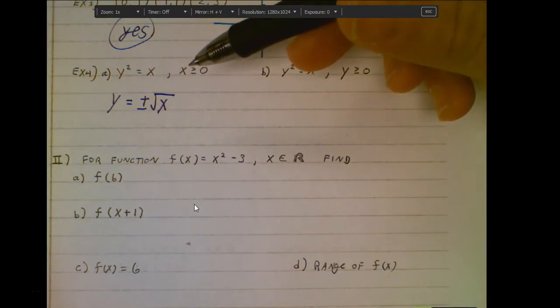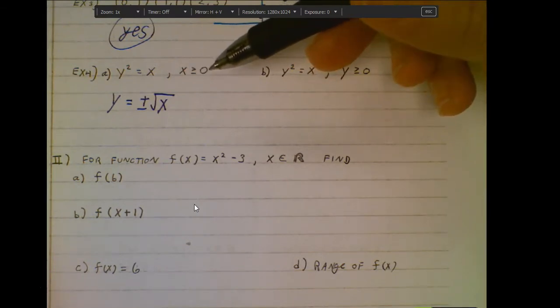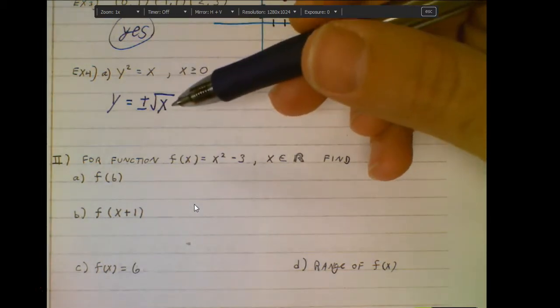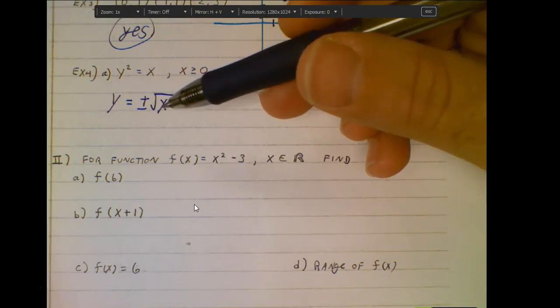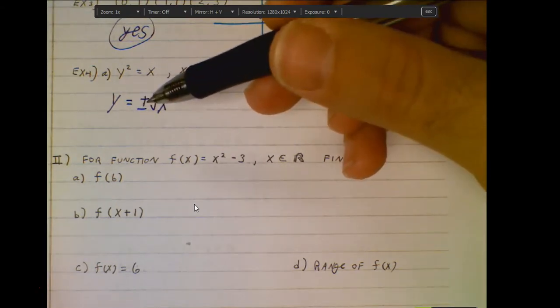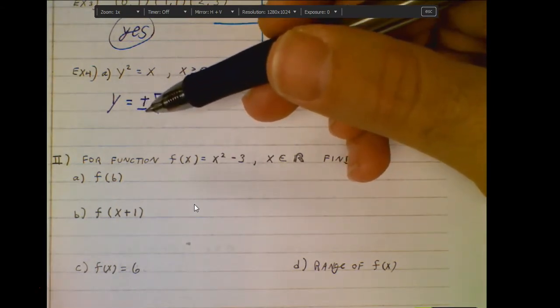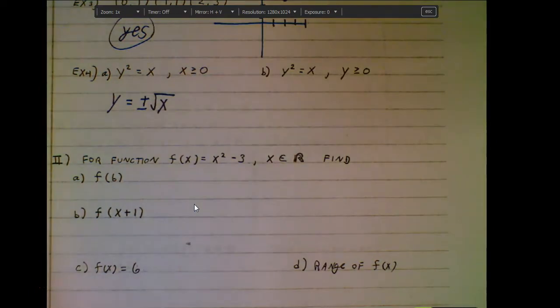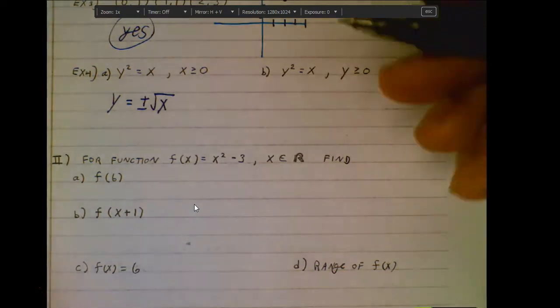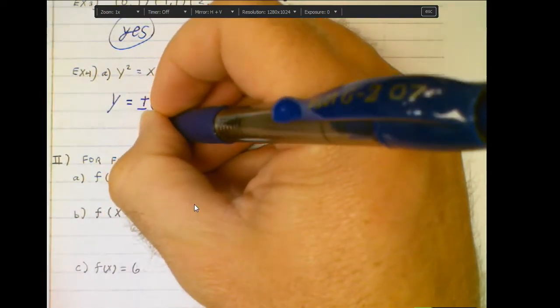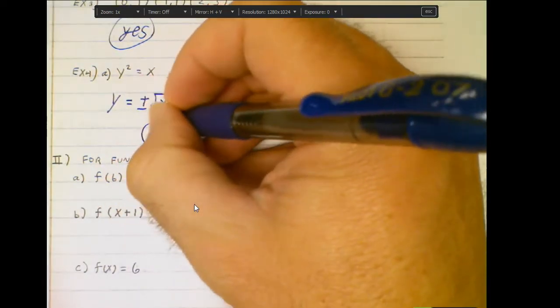If I test an x value that's greater than or equal to 0, like 9, what kind of results do I get? So if I plugged in a 9 for x, square root of 9 is 3. And according to this, I get positive 3 and negative 3. So I'm getting two different results, which means this guy is not functioning properly. It's not a function because I'm getting two different results for only one input.